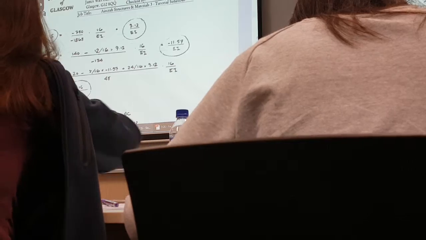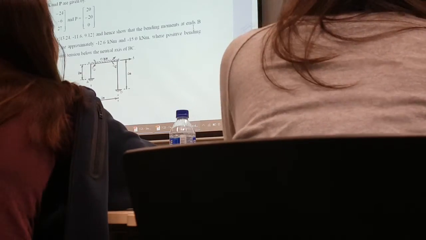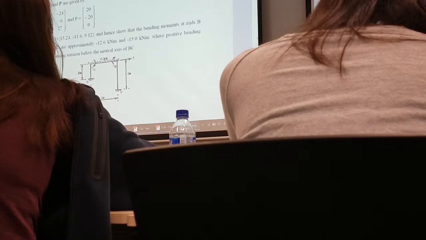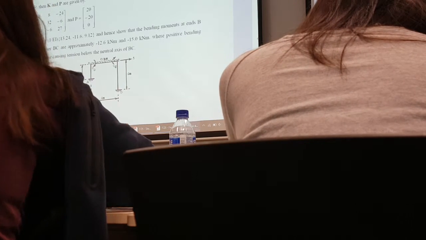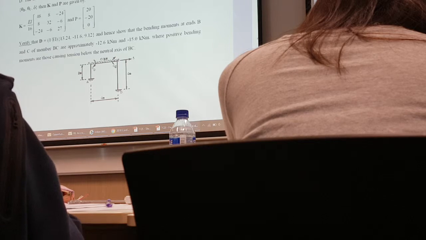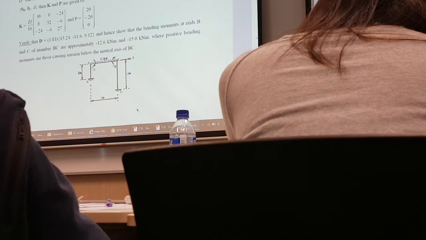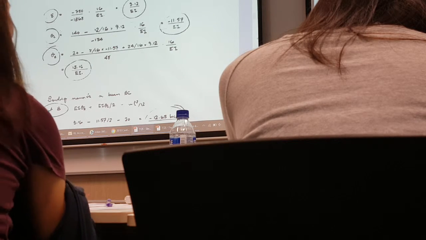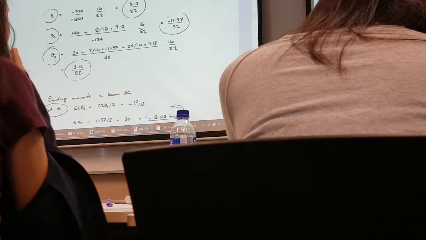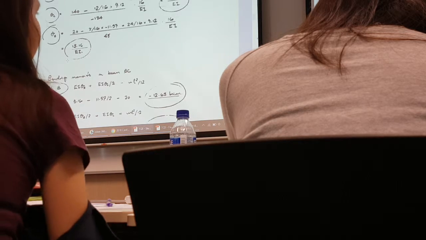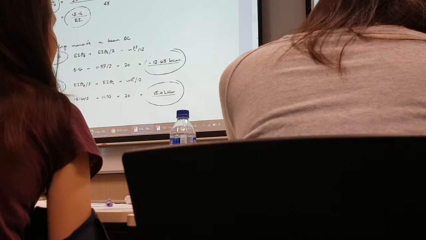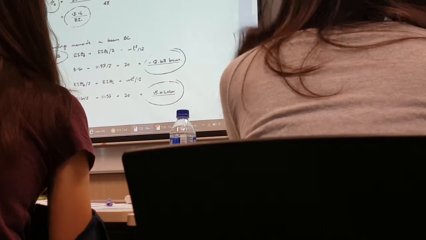Okay, so with that, that's not all. The question states that now you have to determine the bending moment at ends B and C of the member BC. You have calculated all the values for delta, theta C, and theta B. So from there, you will know the bending moment in BC.